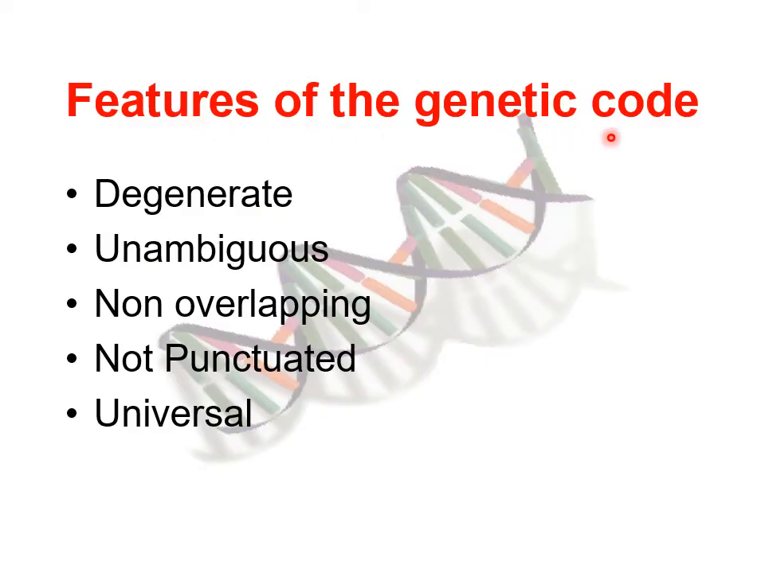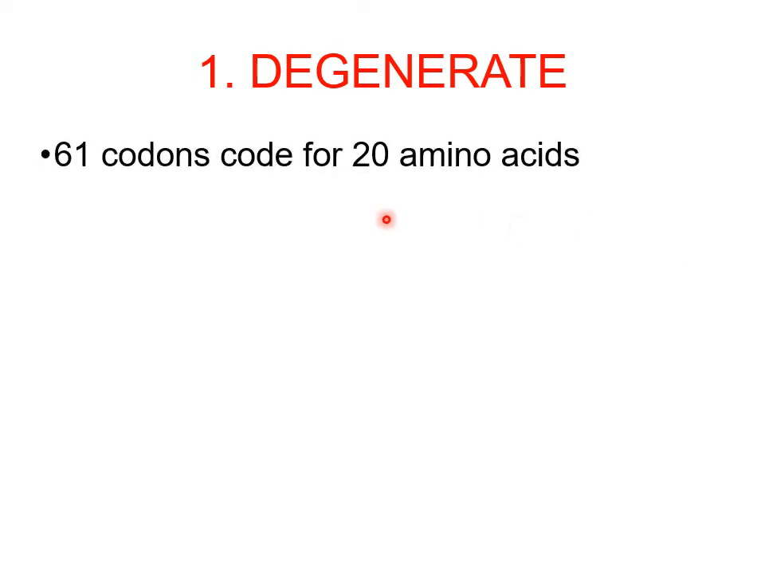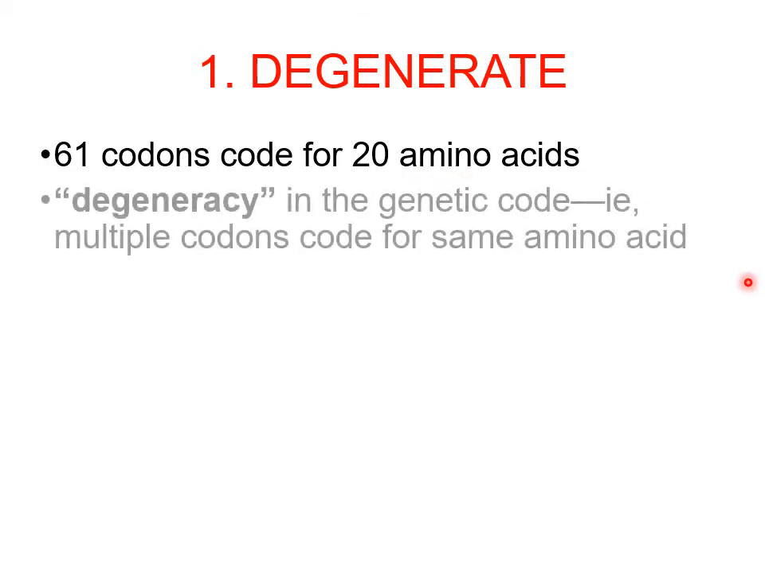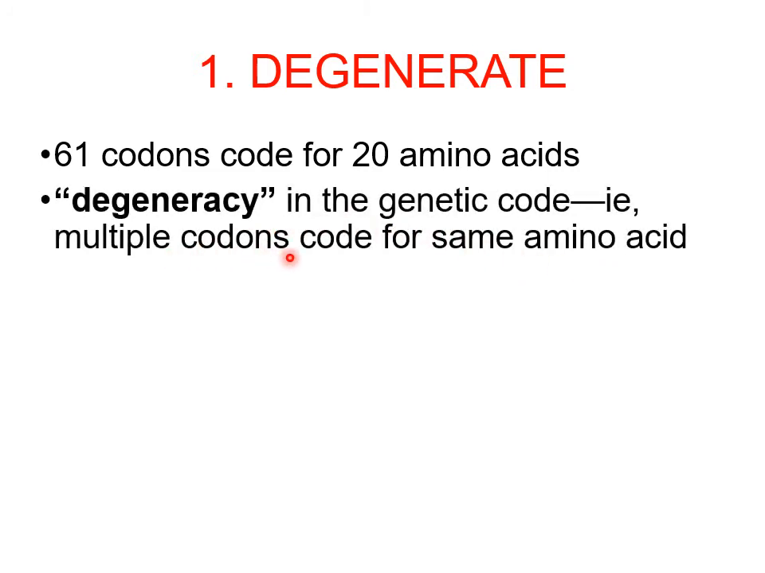Coming to the features, the genetic code is degenerate, unambiguous, non-overlapping, not punctuated, and universal. Let us study one by one all the different features of the genetic code. So what does degenerate mean? We know that there are 64 codons in the genetic code, out of which 61 code for 20 amino acids. So that means an amino acid may have more than one codon. So degeneracy says that in the genetic code, multiple codons code for the same amino acid.